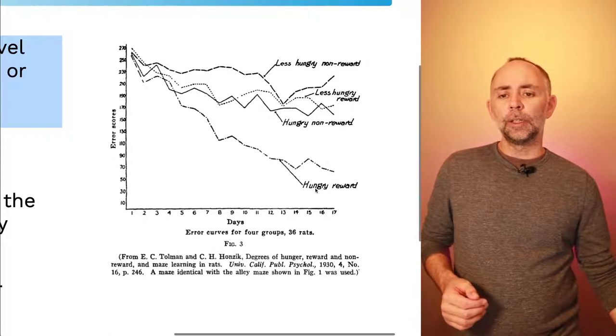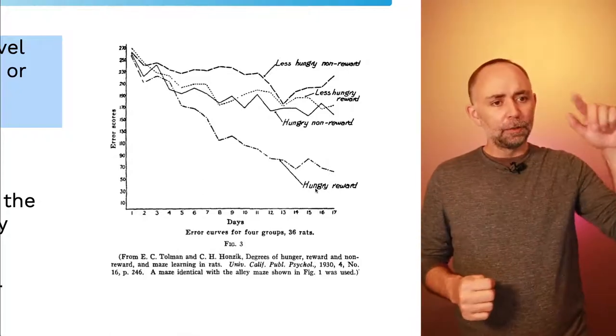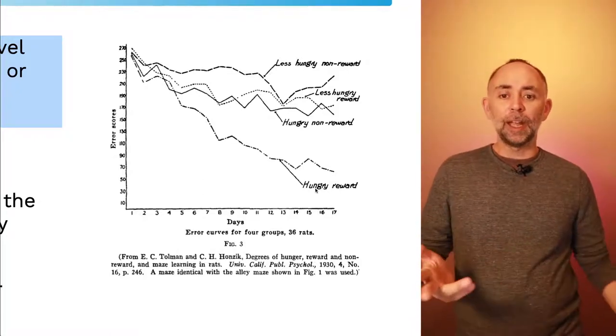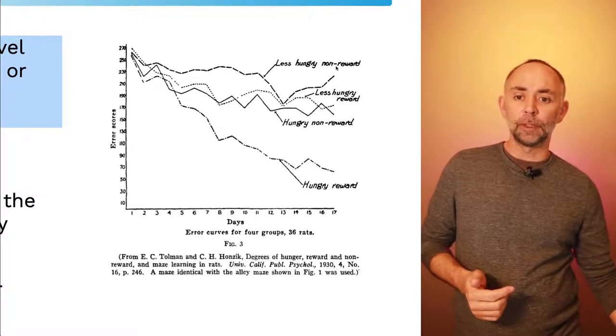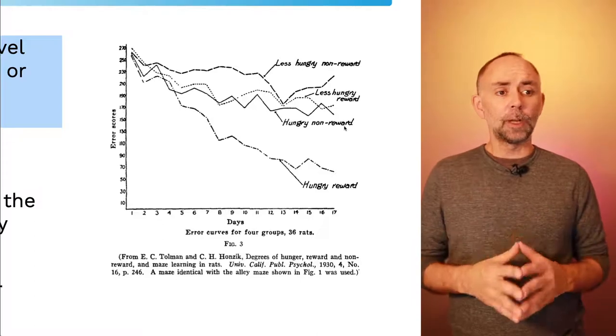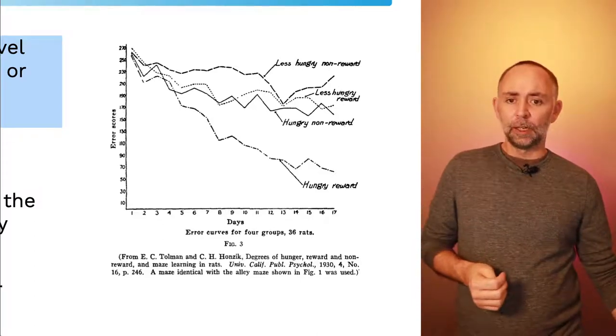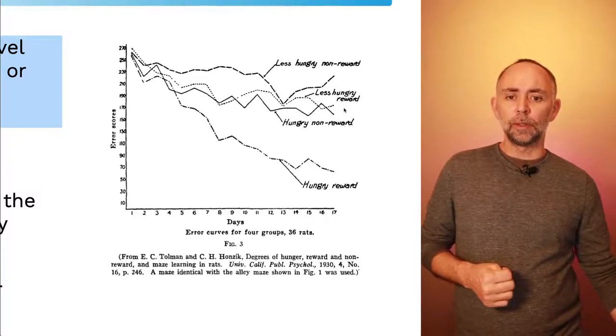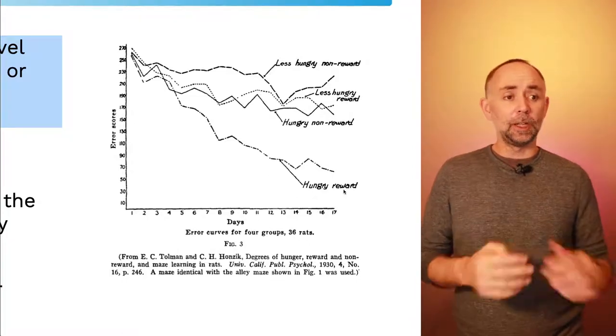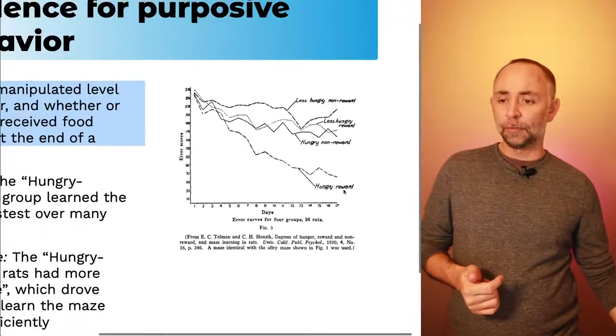And all of these animals, they got to run through a maze. And some of them, for example, this group here, non-reward, this one non-reward, when they got to the food box, there was nothing in there. And other animals, they were given a reward at the end. So when they got to the food box, they got some food.